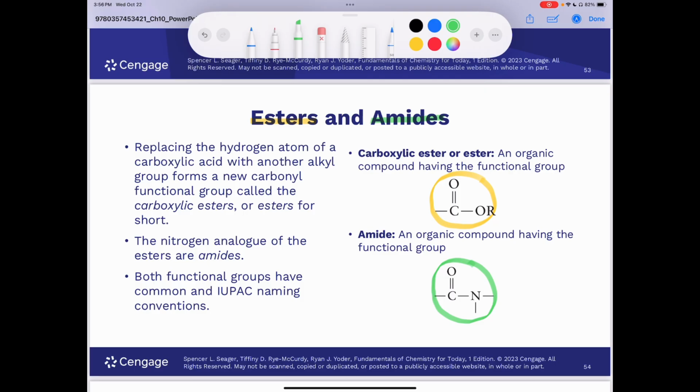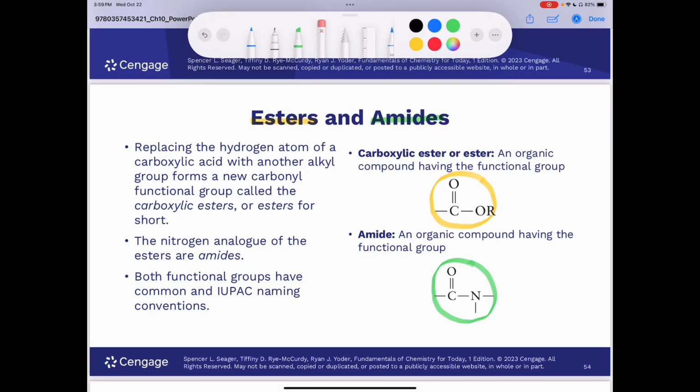So replacing the hydrogen of a carboxylic acid with another alkyl group gives you an ester. So if you think about a carboxylic acid, a carboxylic acid is going to look like this. If we replace this hydrogen with an R group, like this, then you can see it's the same as what I have in the yellow circle. So that's what they're talking about when they talk about replacing the hydrogen of a carboxylic acid.